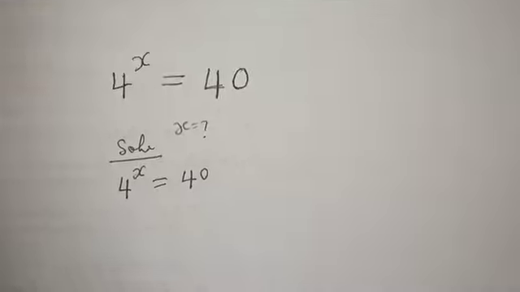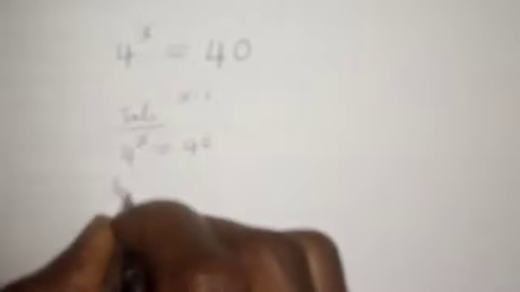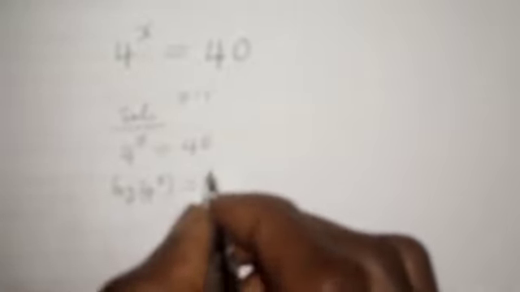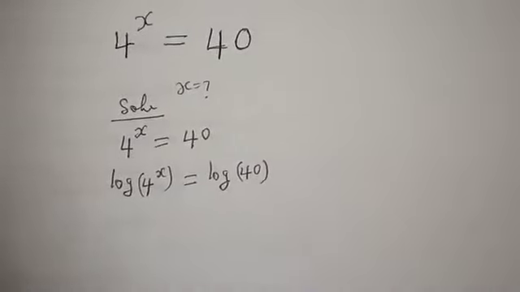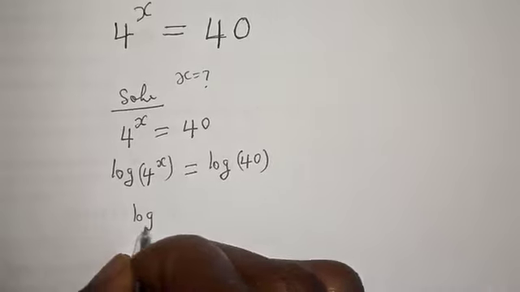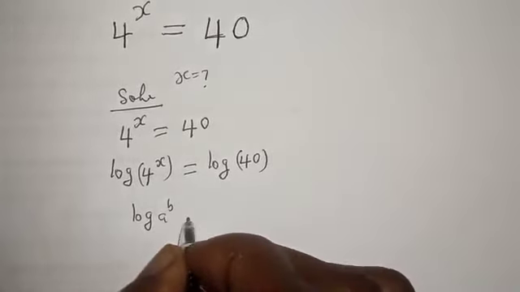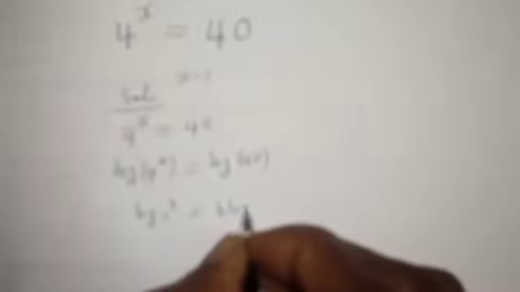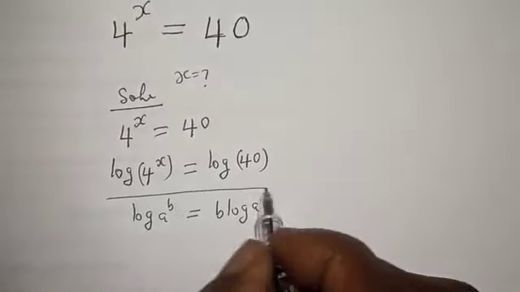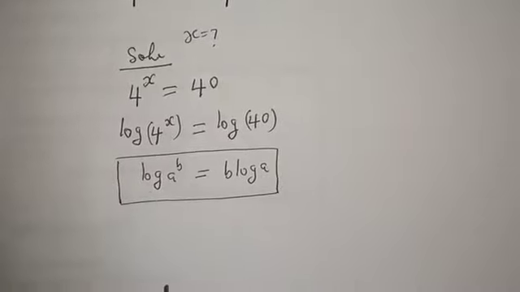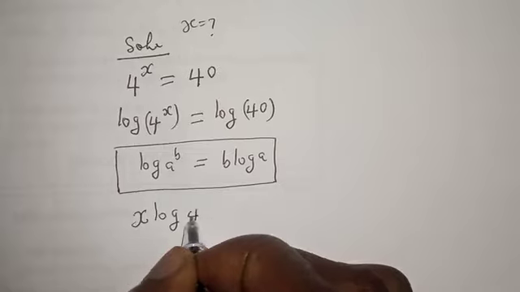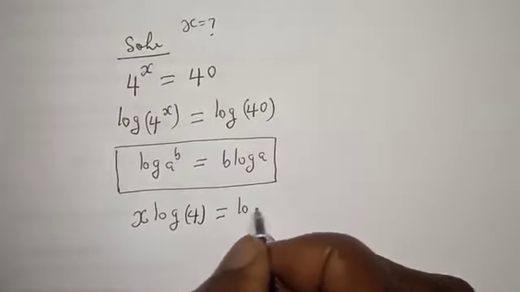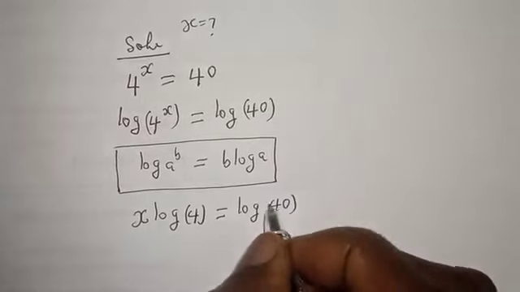Let's take the log of both sides. Log 4 raised to power s is equal to log 40. Then if you have log a to the power of b, this is equal to b log a. This can be written as s log 4 is equal to log 40.